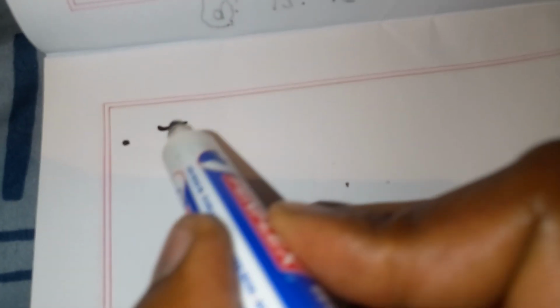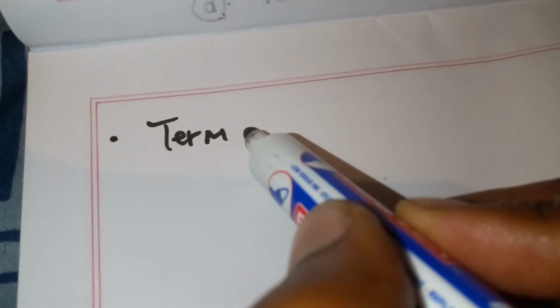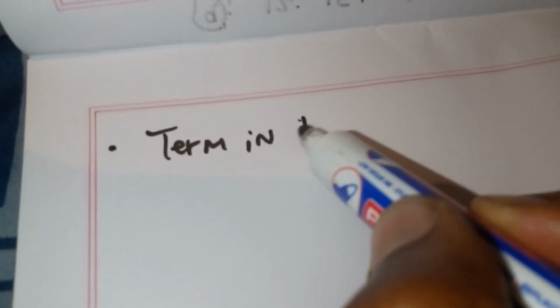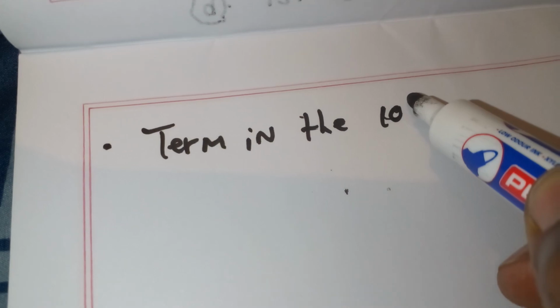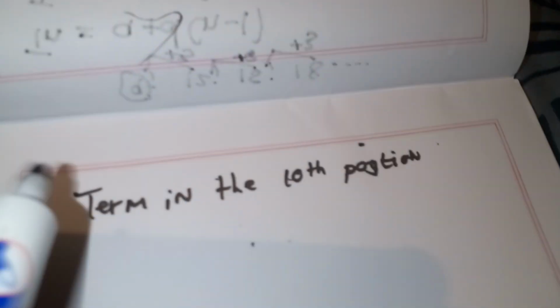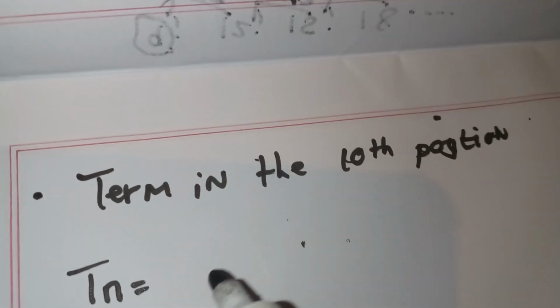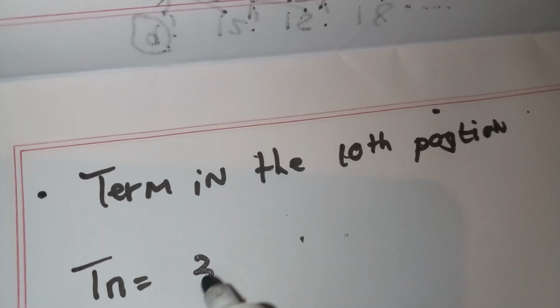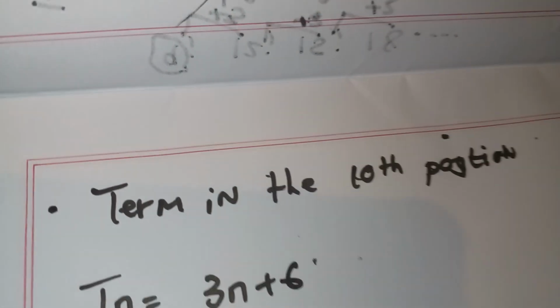So we are looking for the term in the 10th position. What is going to be the term in the 10th position? Okay, remember what is our general rule? It's Tn is equal to what, by the way? It is 3n plus 6.